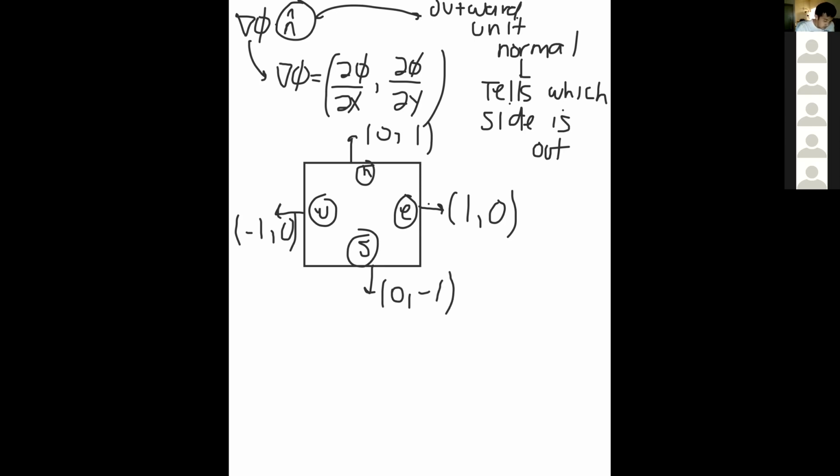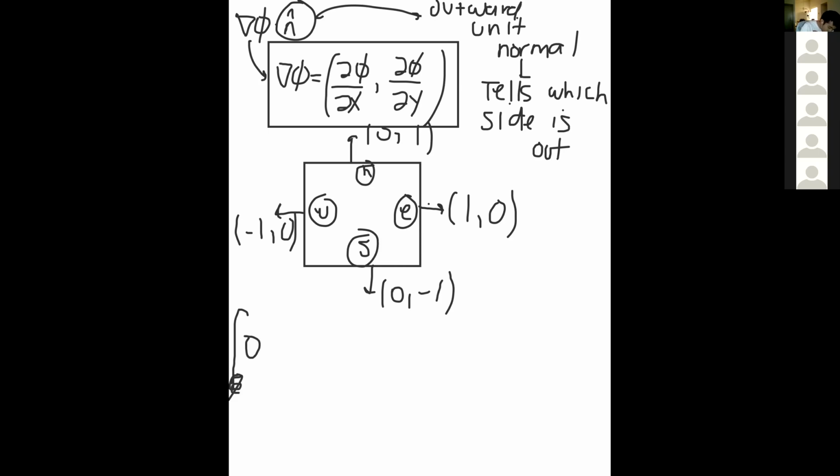Okay. So keeping in mind that our gradient of phi looks like this, and we're doing a dot product between this gradient and all of these normal vectors here, this basically simplifies the evaluation of each integral. So let me write down what each of those are, and that'll probably be the last thing that we do today. So let's take the east one first.